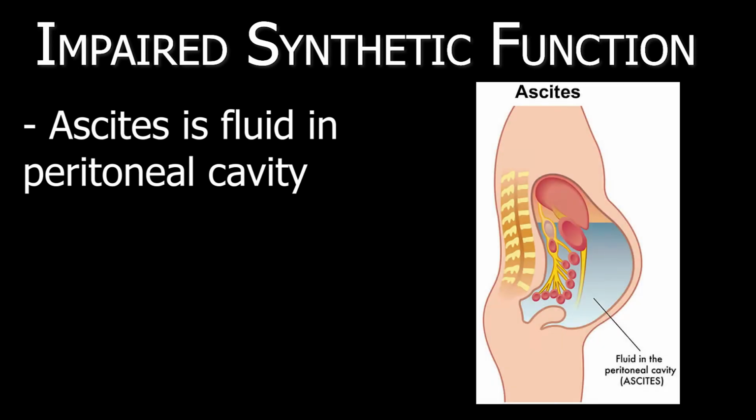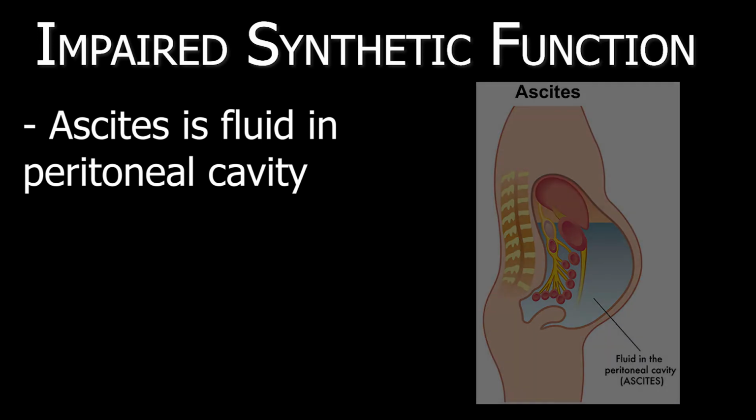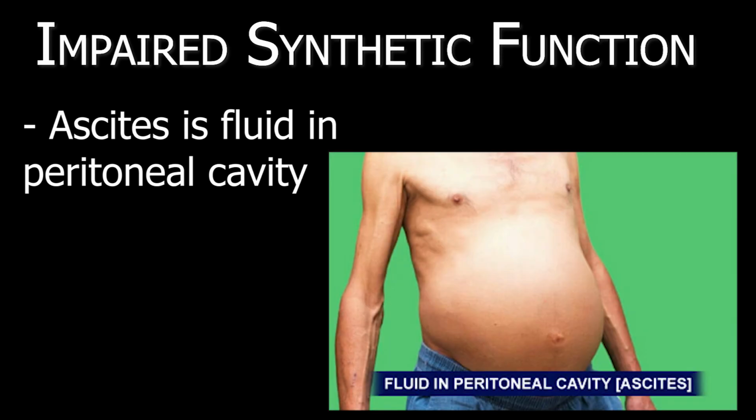Ascites is fluid retention in the peritoneal cavity. This is prominent in chronic hepatitis and cirrhosis and rarely occurs in the acute setting. Low albumin and ascites are a problem for a few reasons. First of all, our blood loses water, and patients with cirrhosis often have low blood pressure.